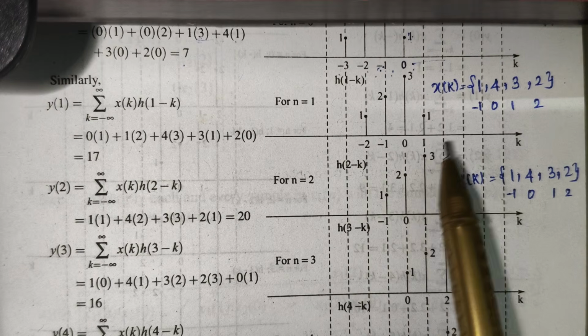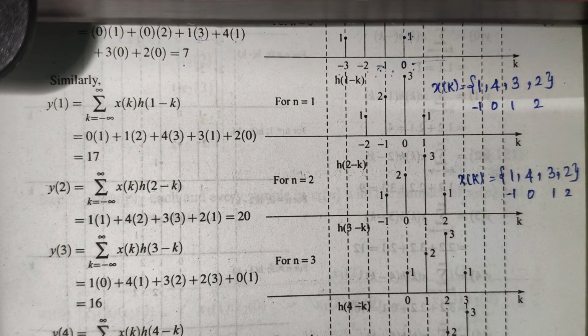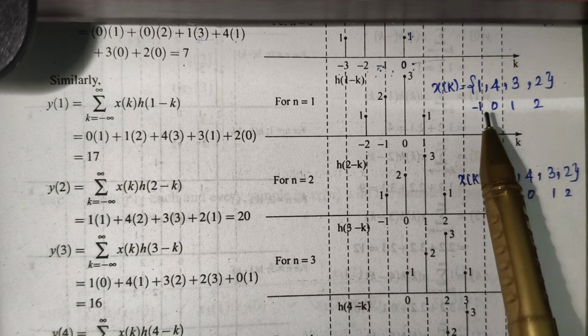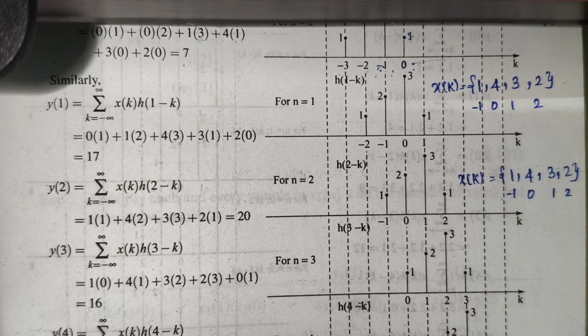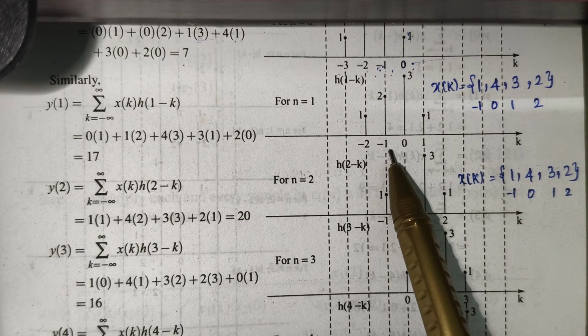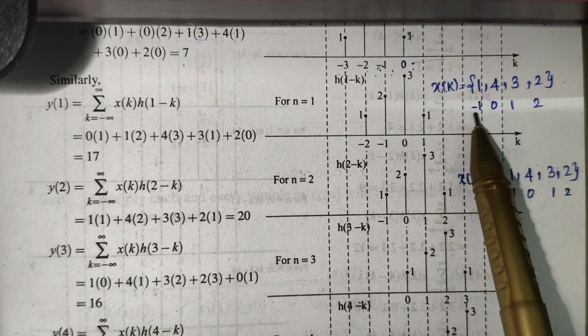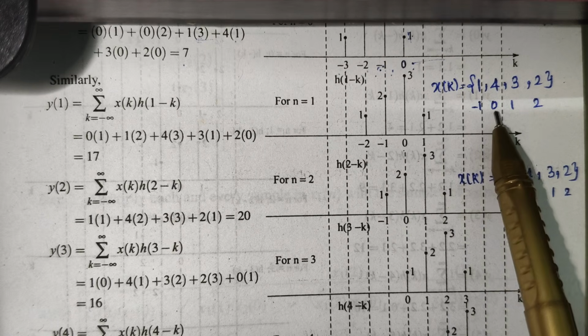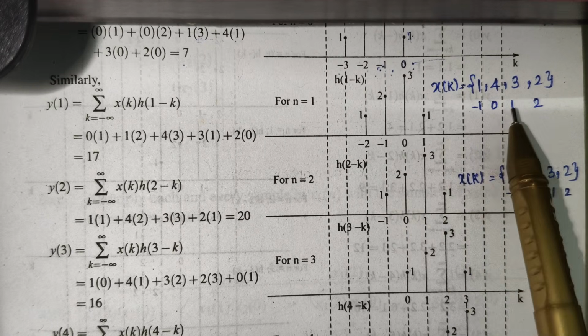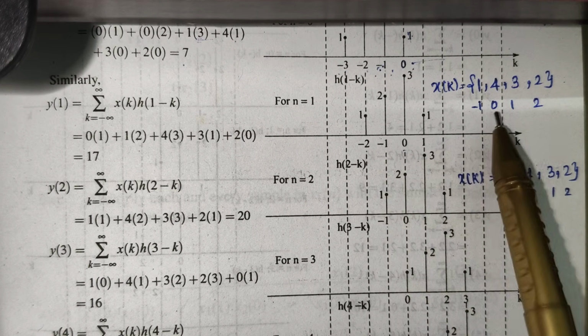So I've shifted one signal, and the other signal is going to be my original version, right? My original version is at minus 1, 0, 1, 2. My next work is to check if there is any overlap. So I have a signal at minus 1, here also I have a signal at minus 1. Here I have a signal at 0, here also I have a signal at 0. Here I have a signal at 1 and here also I have a signal at 1, right? So I have 3 overlaps.